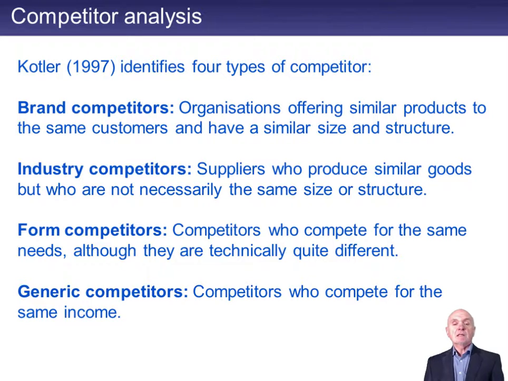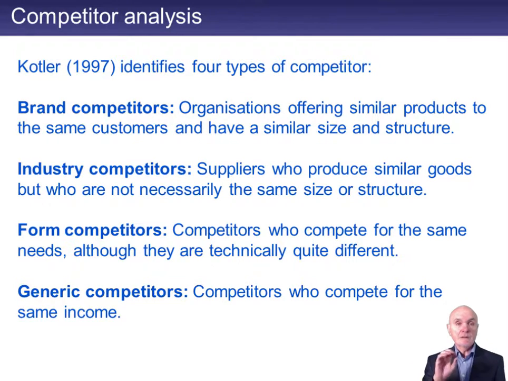Foreign competitors are competitors who compete for the same needs, so they're technically quite different. Now in the UK, we have an air service, say between Manchester and London, and Leeds and London. Both of those journeys are around 300 kilometres, 200 miles, something of that sort, and it can actually be very conveniently done by rail. Quite good, fast railway services.